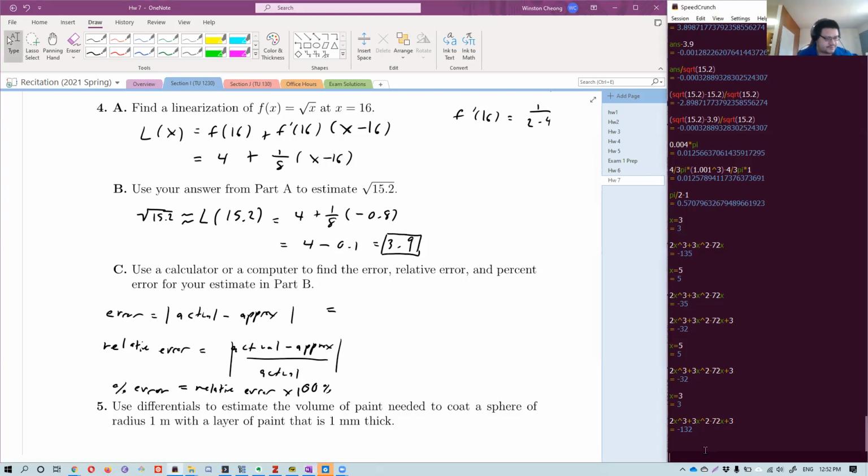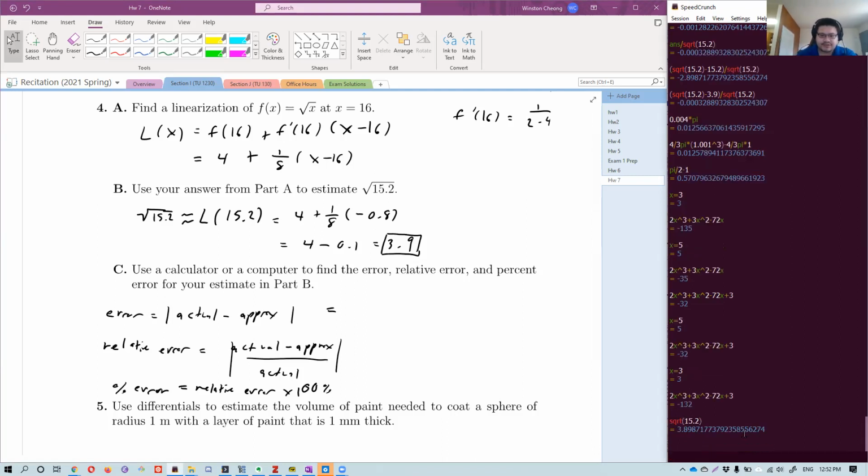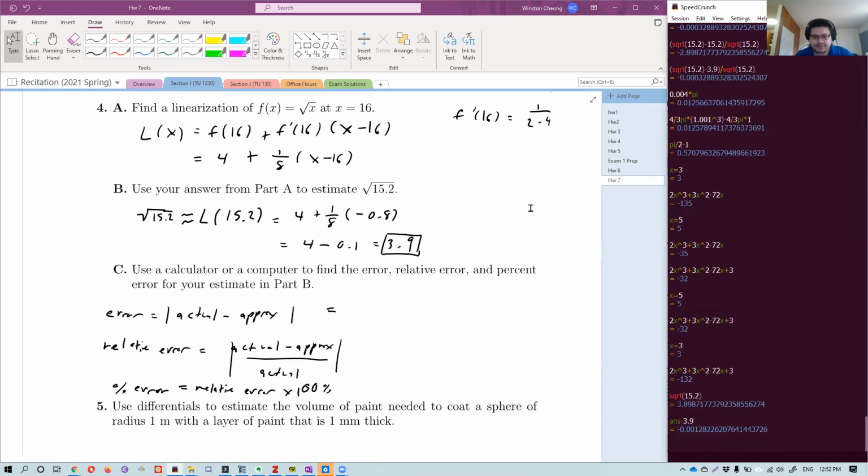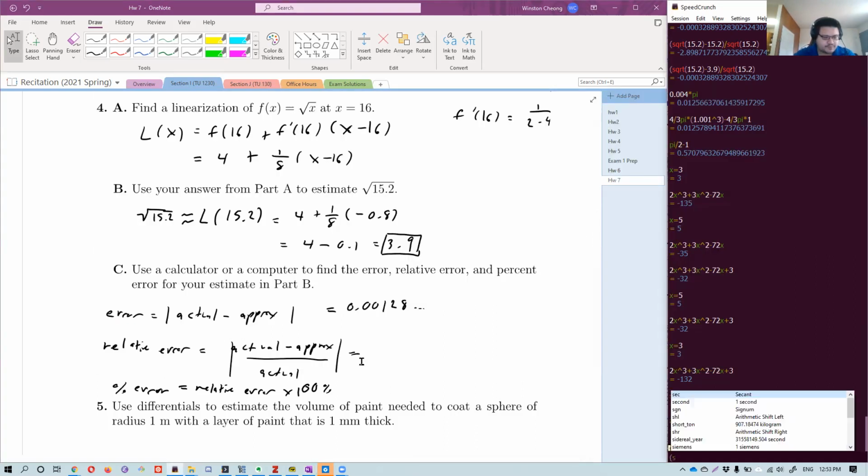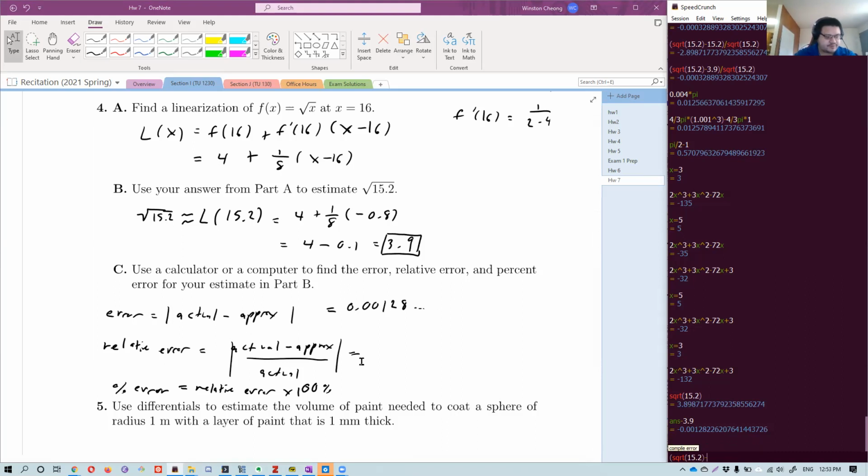And so when we calculate this, let's see. The square root of 15.2 is actually this value, and then we would just subtract it from 3.9. The actual error we get, when you take the absolute value, I would put to that many decimal places just so I can see what the number is. Then when we do relative error, it's going to be the square root of 15.2 minus our approximation, 3.9, and we divide all that by the square root of 15.2.